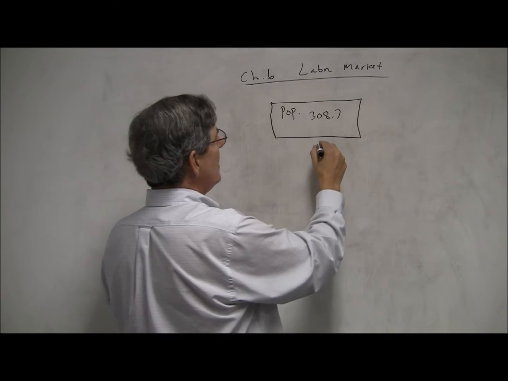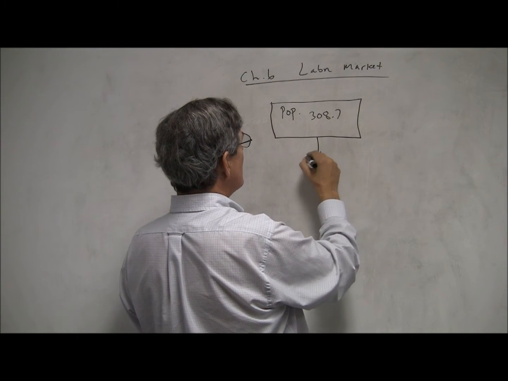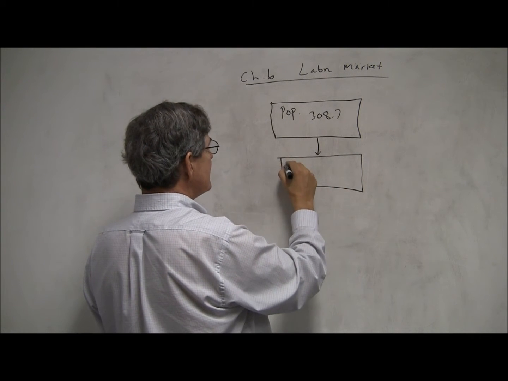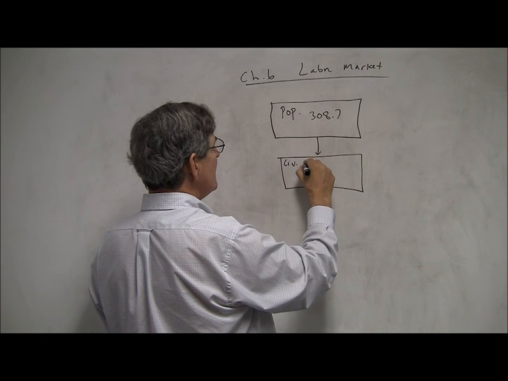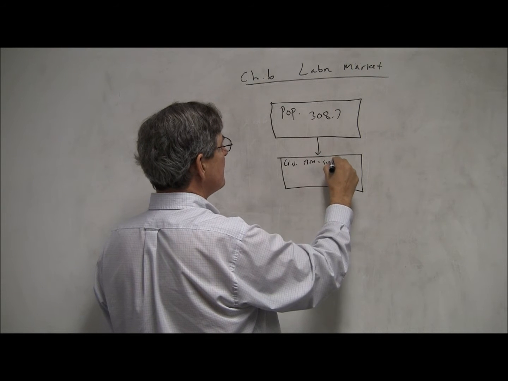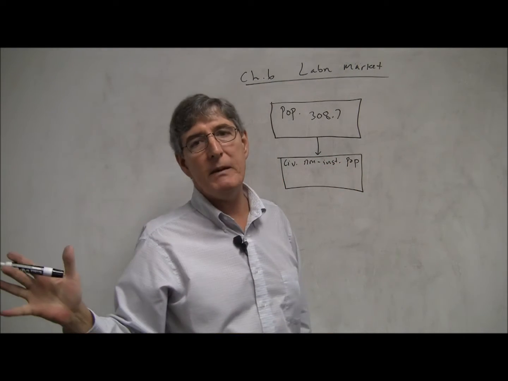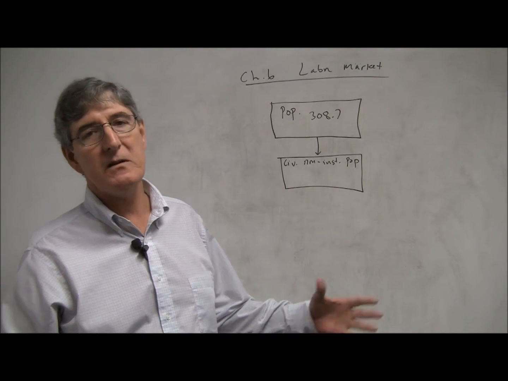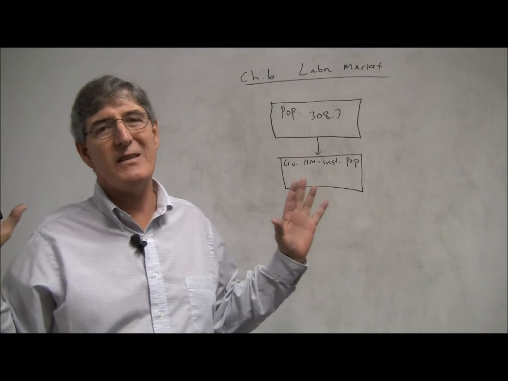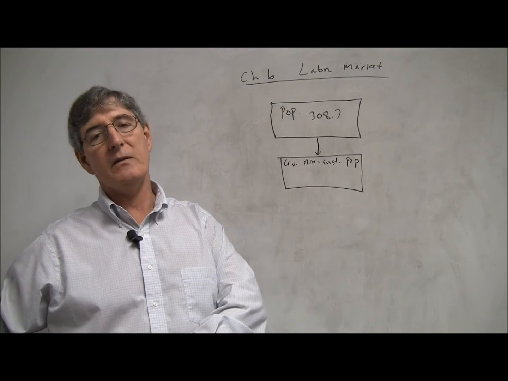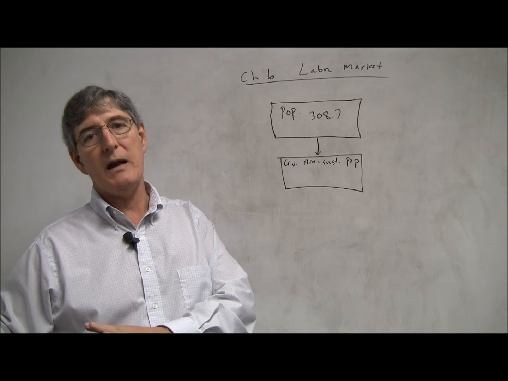Now, we want to look at the people who could possibly work. So what we can define next is called the civilian non-institutional population. So we're going to take away people in the military, people in hospitals, mental hospitals, those sorts of things, because they're not going to work. They're out of the population of people who could ever work.